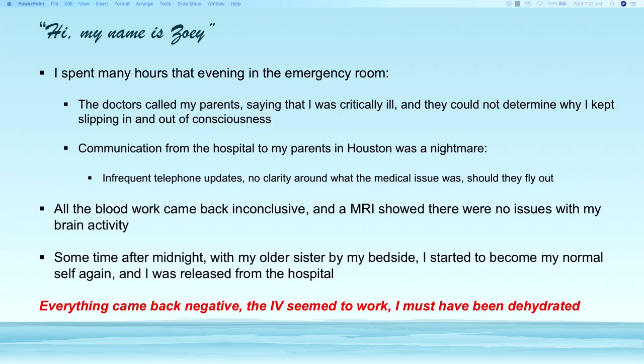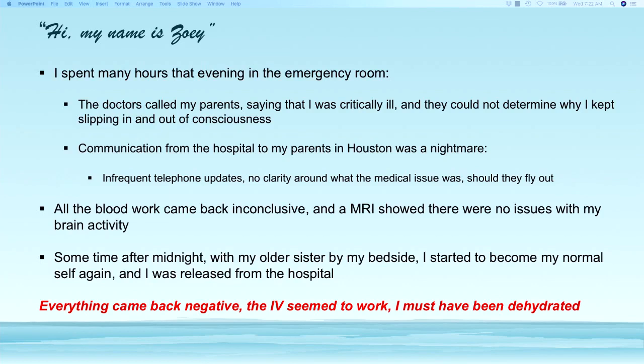All the blood work came back inconclusive, and an MRI showed that there was no issue with my brain activity. Sometime after midnight, with my older sister at my bedside, who was also attending University of Arizona with me, I started to become my normal self again, and I was released from the hospital.